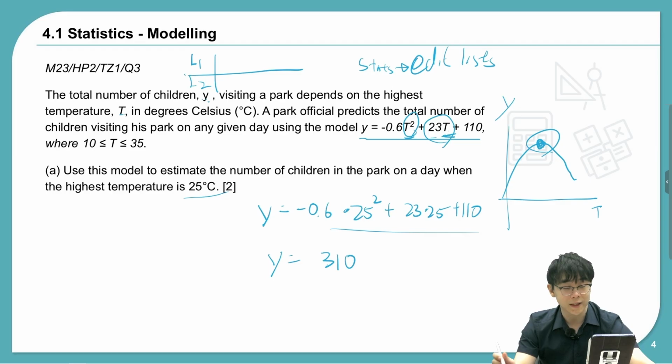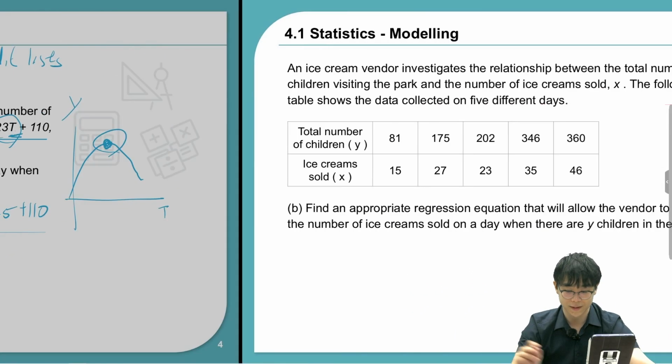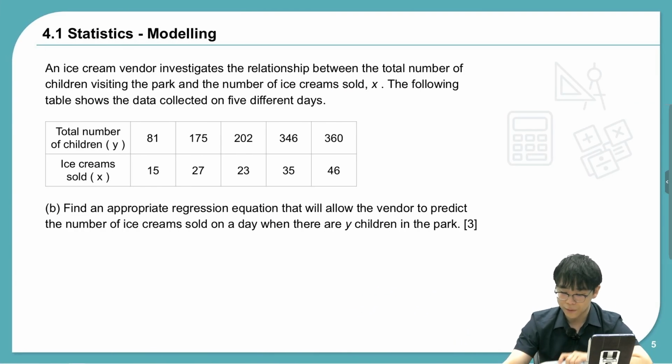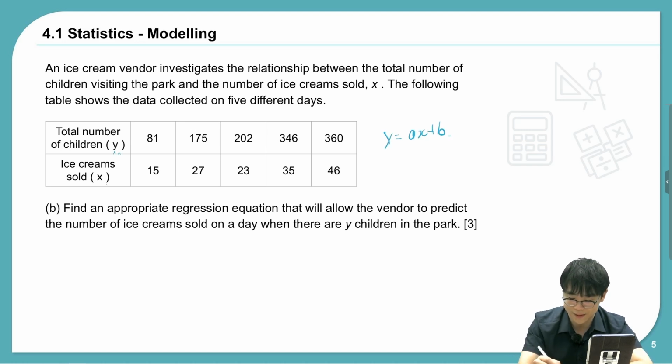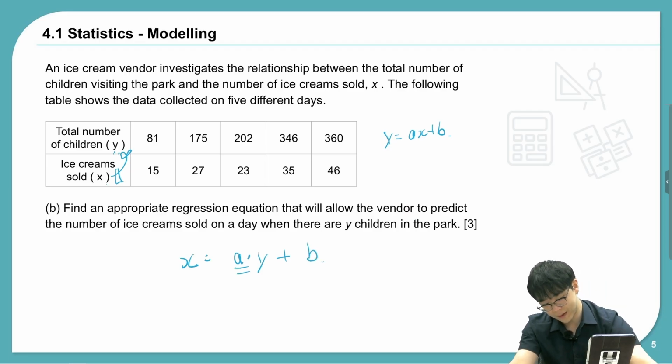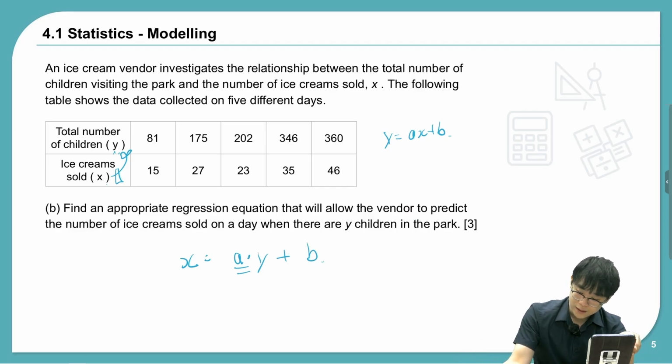So we're going to get 310 children if the temperature is 25 degrees Celsius. And now, based on the number of children, y, we want to get our x. Usually we have y equals ax plus b or mx plus b, but in this case it's just a switch in variable name. So we're going to get x is equal to a times y plus b. The a will be how many ice creams will be sold for each additional child. b would be how many ice creams would be sold if there are no children in the park.